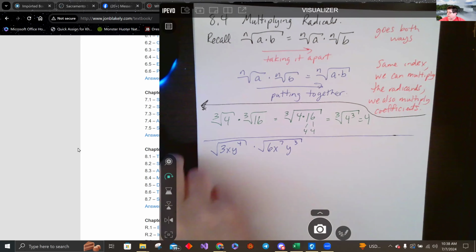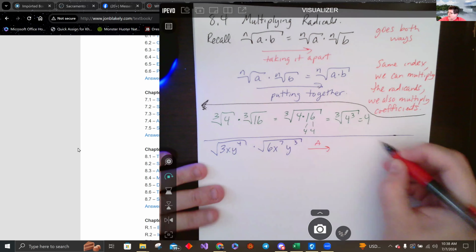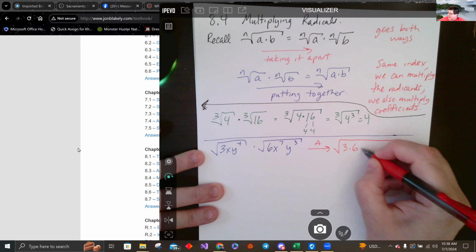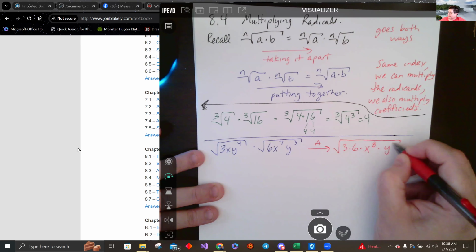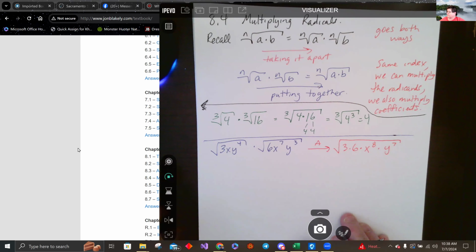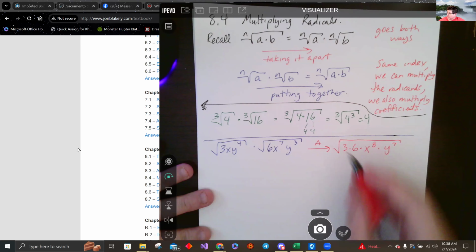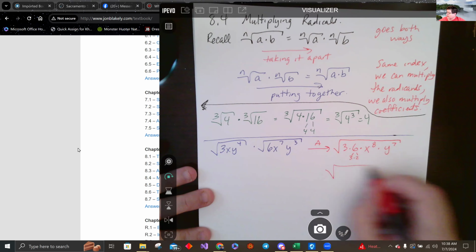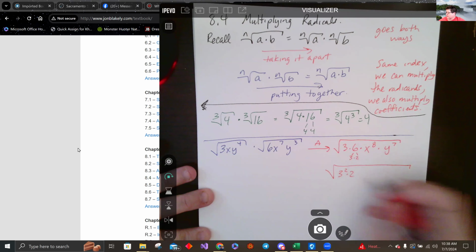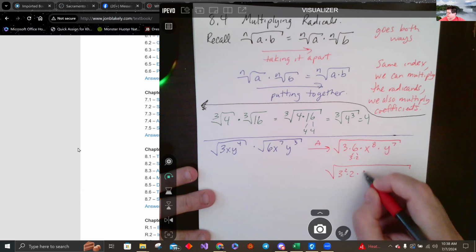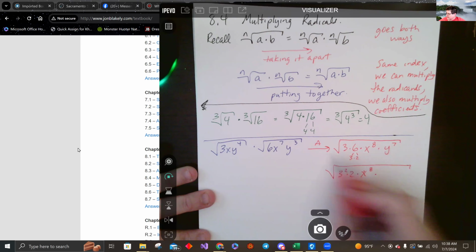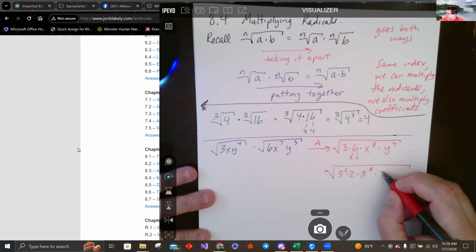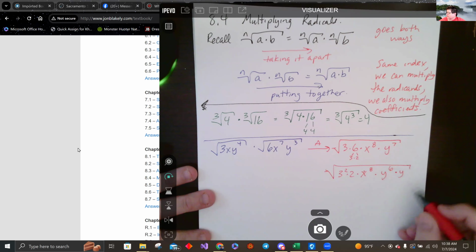There's two ways to go. Path A. We put them together by multiplying the insides. We've got 3 times 6 times x to the 8th times y to the 7th. Six is 3 times 2. So this becomes 3 squared times 2 times x to the 8th times, this has got an index of 2. Since there's no index listed, I'm going to do even exponents. I'm going to write this as y to the 6th power times y.